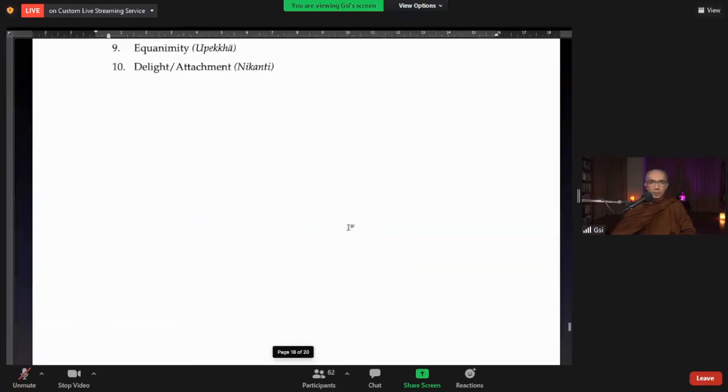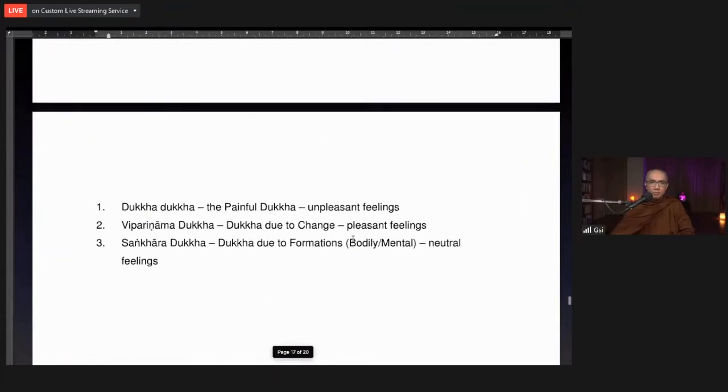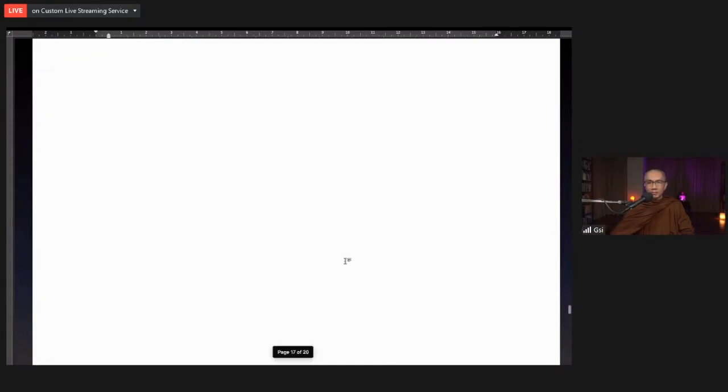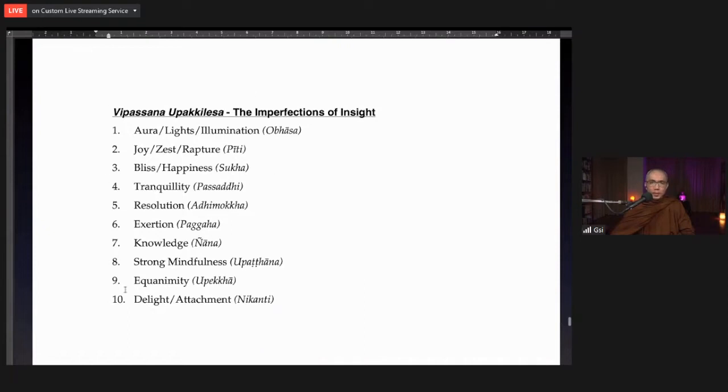When it comes to this one, where is it? Viparinama dukkha. As I said, this viparinama dukkha is dukkha due to change and is connected with a lot of these pleasant feelings. Now here, when these things arise, there are a lot of pleasant feelings and also sometimes neutral feelings.